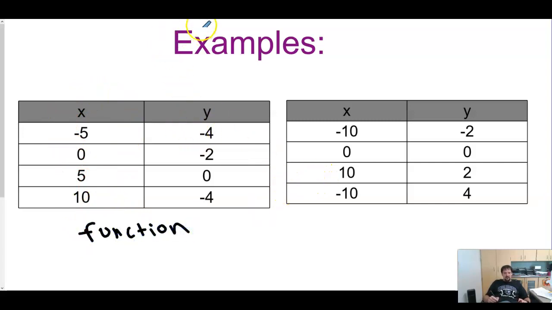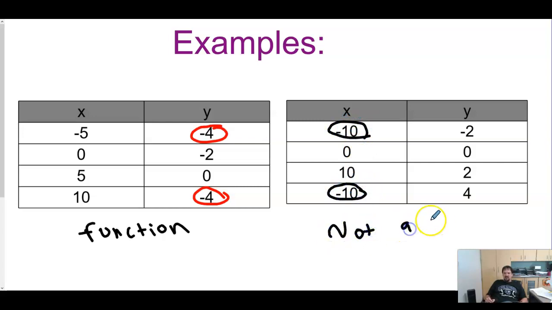Okay, and notice in this one, some people might be asking, but wait, there's a -4 right here and a -4 right here. But that's my y column. Y columns can have as many numbers repeat as you want. That doesn't matter. It's the x values that can't repeat. So even though I have two -4s in the y, it's still considered a function because none of the x's repeat. All right. So over here, we got -10, 0, 10, and -10. And my range, my y column, is -2, 0, 2, and 4. Hopefully you're seeing that this x has a -10 and then another -10, which means this is not a function.